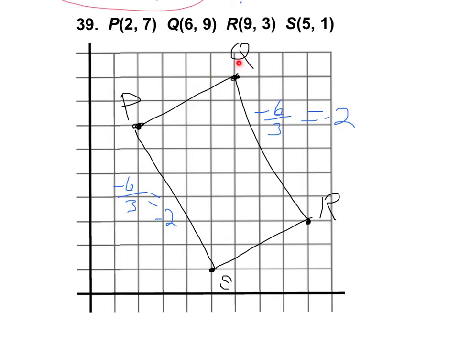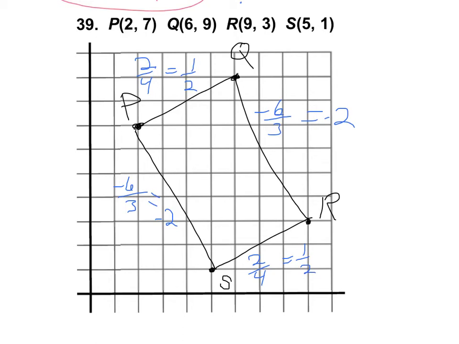Let's count from P to Q. We're going up 2 over 1, 2, 3, 4. So 2 over 4, or if you reduce that, it equals 1/2. And if you count from S to R, it is the same. 2 over 4, or 1/2.